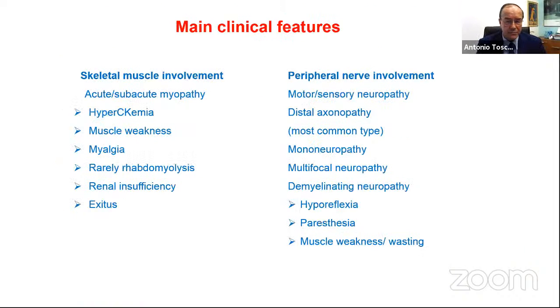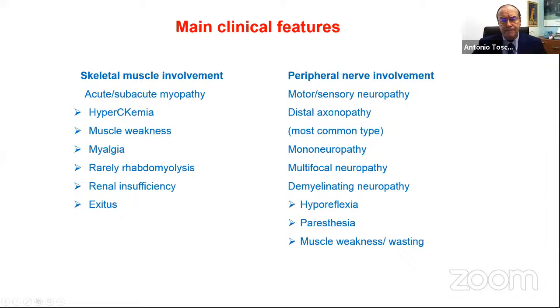So just to remain on the clinical ground, in skeletal muscle involvement, we can have different forms. We can have acute, subacute myopathy, and they are characterized by hyperCKemia, muscle weakness, myalgia. Less frequently rhabdomyolysis, but when rhabdomyolysis is present it is a dangerous situation because it can cause a renal insufficiency that can lead to an exitus. But this is a very rare circumstance, luckily.